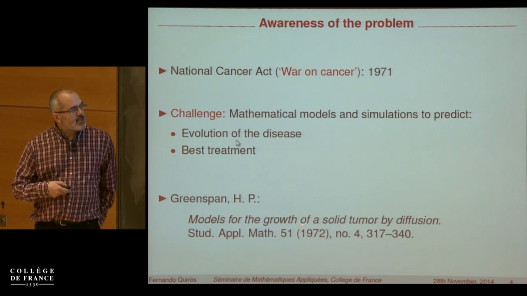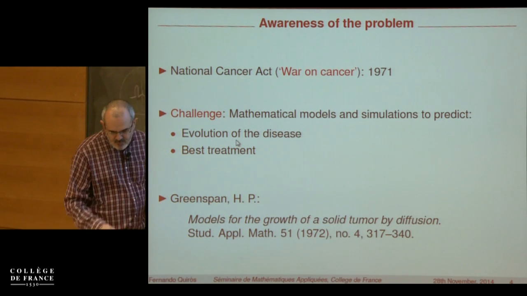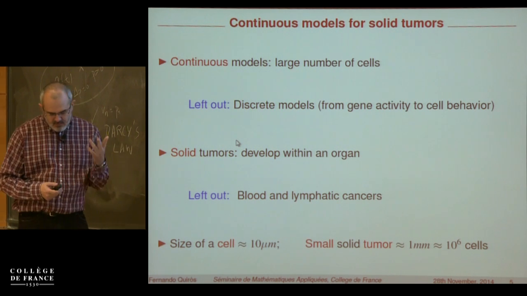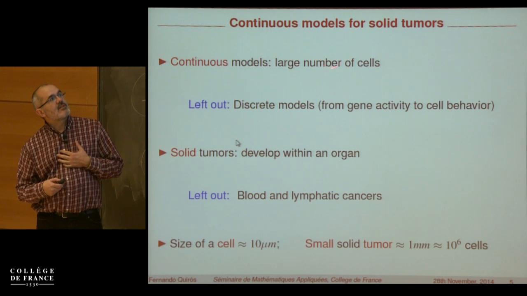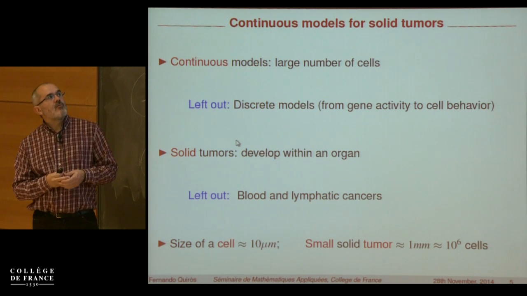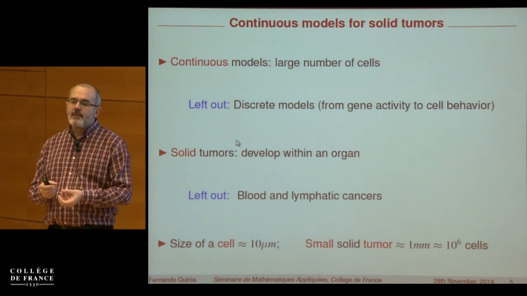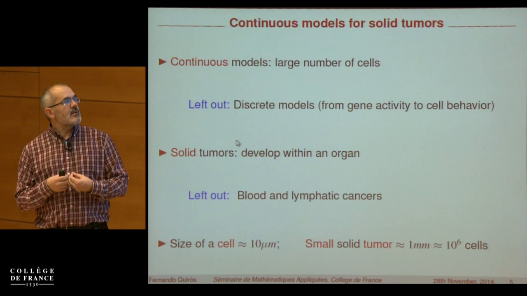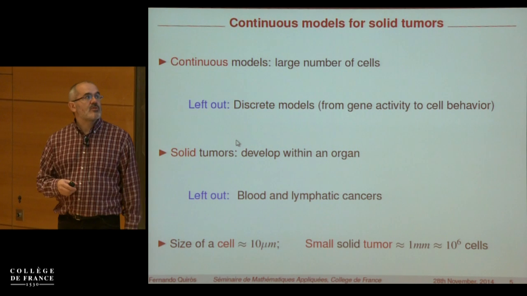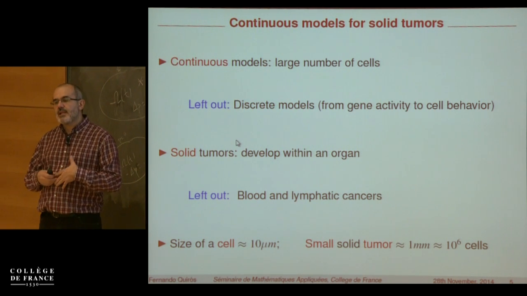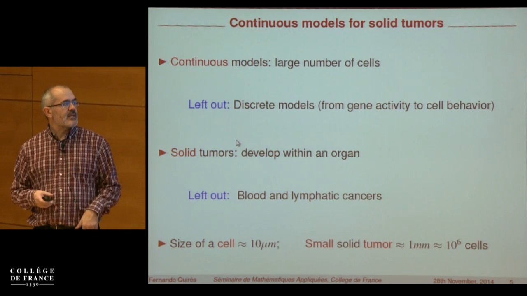In the name, you see that he says solid tumor and diffusion. So we will talk about this kind of models. We will describe continuous models for solid tumors, assuming that there is a large number of cells. We are leaving out discrete models, which are used if you want to describe cancer at the molecular level. We are only going to talk about solid tumors, which develop within an organ, so we are leaving out models for blood cancer, leukemia, and lymphatic cancers.